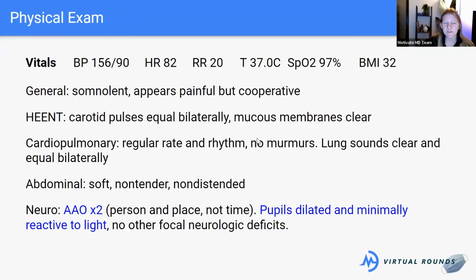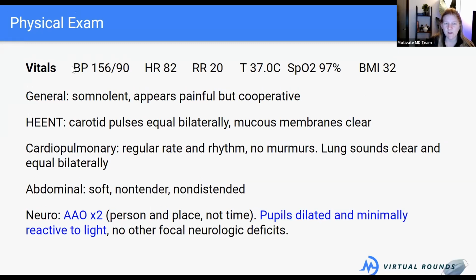So this is going to be his physical exam. I wanted to give you guys a chance to look at his vitals and see if anything looks out of the ordinary to you with respect to his vitals. We've got a blood pressure of 156/90, heart rate of 82, respiratory rate of 20, temperature is 37 Celsius, which is 98 Fahrenheit. And SpO2 is 97% and BMI 32.